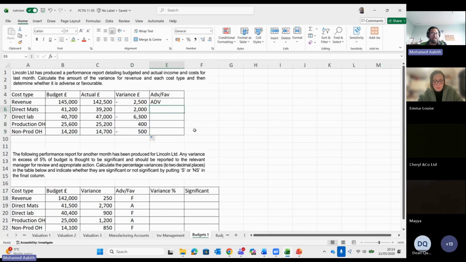Is that a favorable variance? This is a favorable variance. This is an adverse variance. Adverse variance. This is a favorable variance. Adverse variance. Can you see that here? This is how you do it. You need to check which way it is. In the exam, they may ask you to type that adverse or favorable, or an A or an F on it, or you may have to choose a tick box. I'm not sure. I can't remember how the exam was.